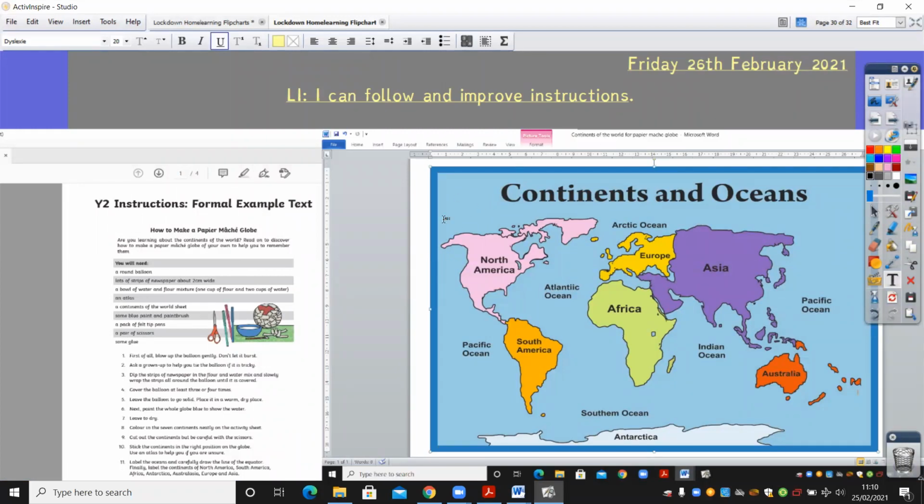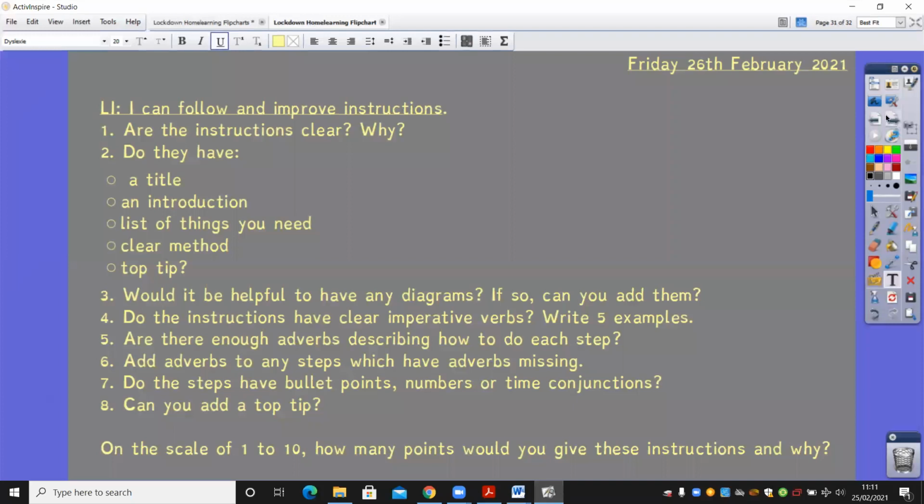So once you've had a go at creating the paper mache globe, following these instructions, and hopefully you have found a video and these sheets with the continents and the oceans helpful, please do have a go at assessing these instructions using these questions to help you.